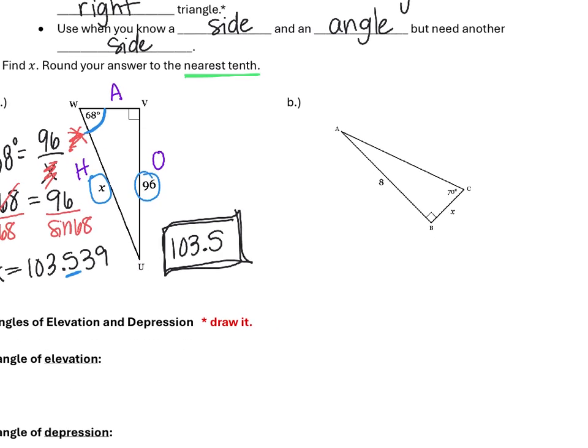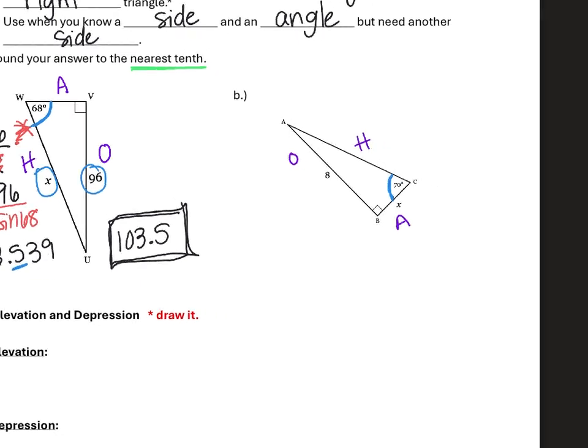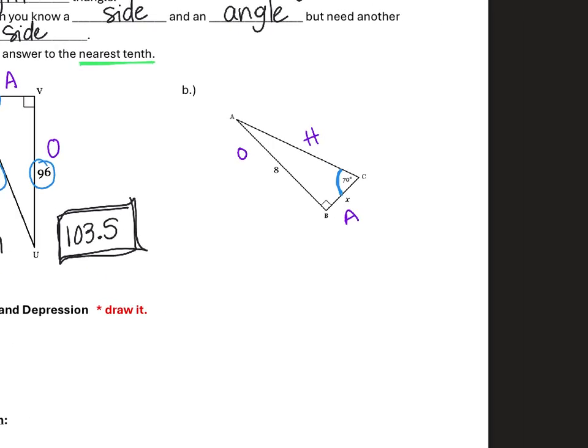Okay. Letter B. Looking at our reference angle, it's down here. And labeling our sides, we have an opposite, we have an adjacent, and we are not given a hypotenuse. So if we have an opposite side and an adjacent side, which trig ratio should we be using? Tangent. So we're going to say tangent of that angle, which was 70 degrees, is equal to the opposite side, which was 8, over the adjacent side, which was x, which is what we're trying to solve for.